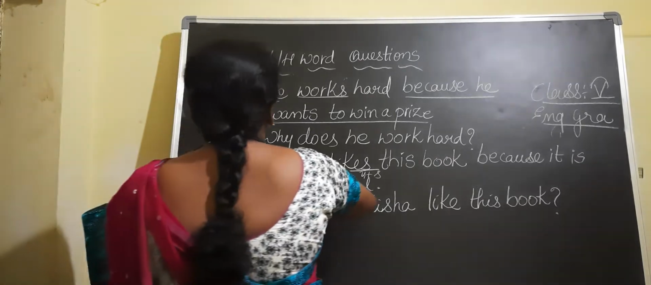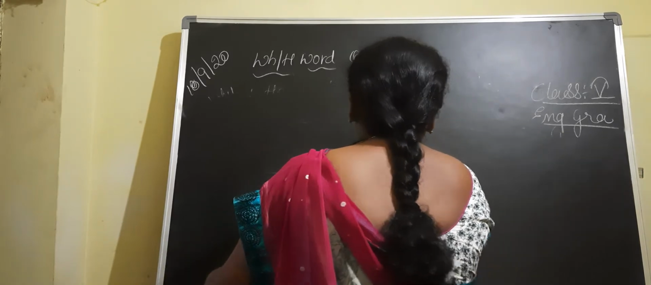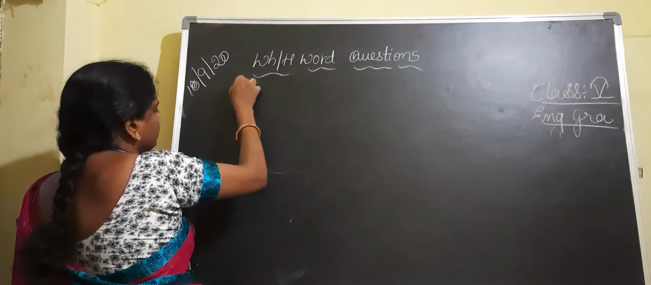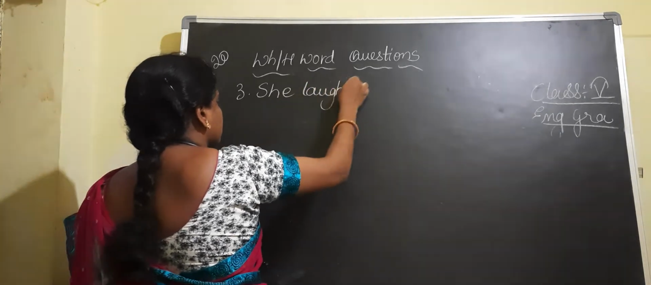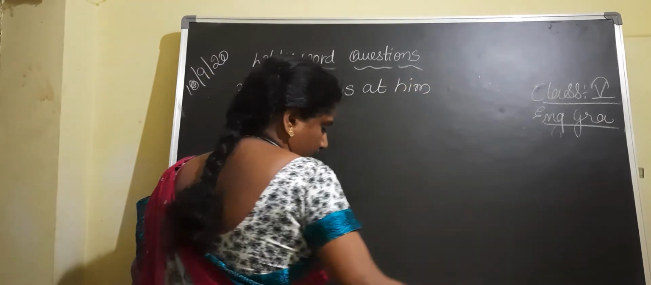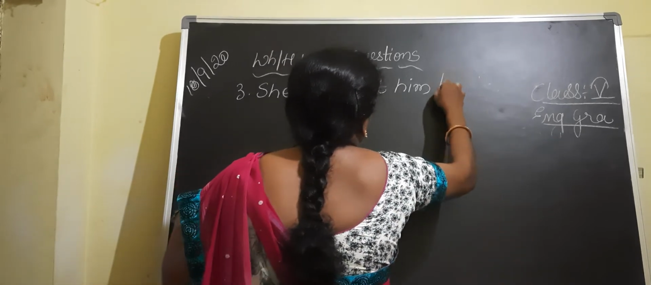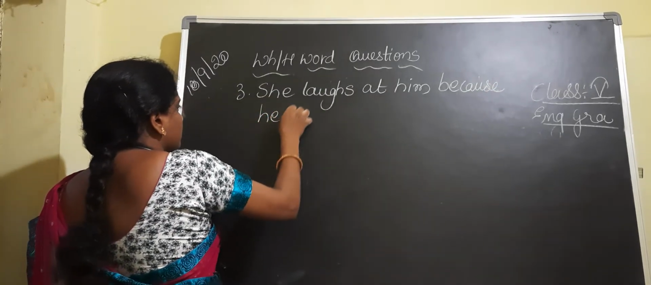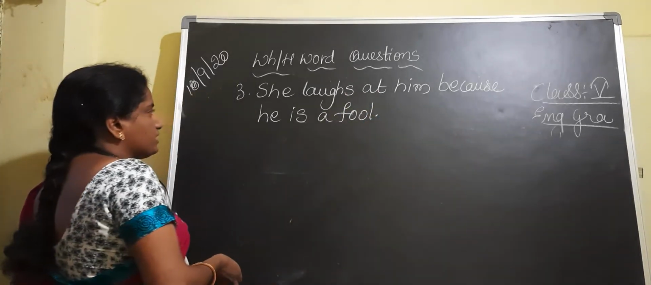Okay, how. So let's complete the WH words here and then go to how. She laughs at him because he is a fool. Okay children, this is a statement given to you, nana.